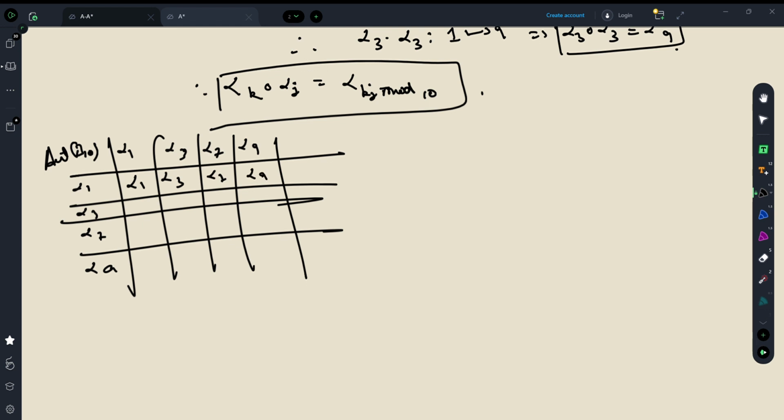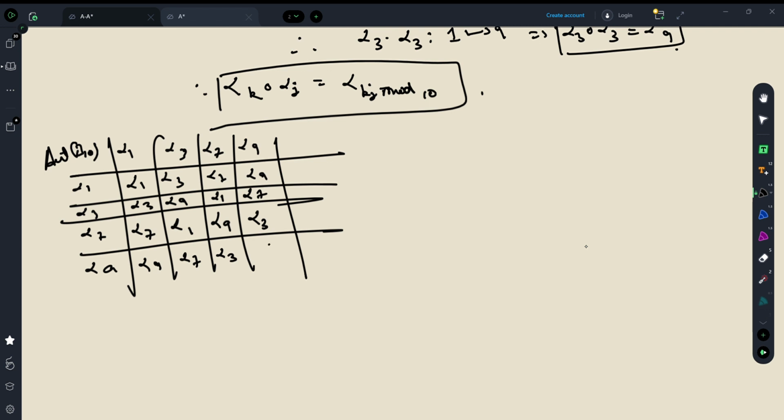So alpha 1 times alpha 1 will be alpha 1. We are just multiplying the indices modulo 10, right? So this row will be alpha 1, alpha 3, alpha 7, alpha 9. Here you have alpha 3, because 3 times 1 is 3 modulo 10. 3 times 3 is 9 modulo 10. 3 times 7 is 21, which is 1 modulo 10. And 3 times 9 is 27, which is 7 modulo 10. Similarly, 7 times 1 is 7 modulo 10. 7 times 3 is 21, so it's 1 modulo 10. 7 times 7 is 49, so it's 9 modulo 10. And 7 times 9 is 63, which is 3 modulo 10.